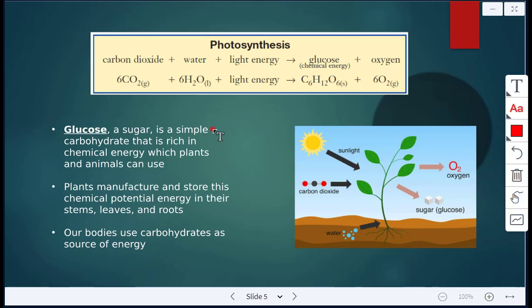Glucose, like we said, is a carbohydrate. It's a sugar. It's a simple carbohydrate that's rich in chemical energy, which plants and animals can use. Plants manufacture it and then store it in their stems, leaves, and roots. Then our bodies use the carbohydrate as a source of energy. In this diagram, we can see the sunlight, carbon dioxide, and water. Those are the reactants, and it's producing oxygen and glucose.